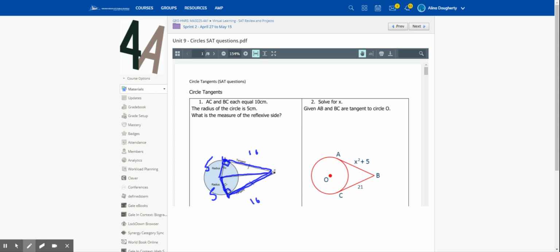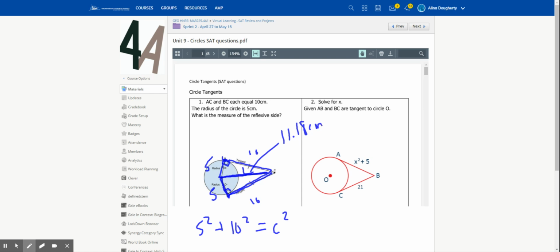So if we're looking for the reflexive side, we're looking for this x value. We can just do 5 squared plus 10 squared equals c squared, because that is the hypotenuse, right? So 5 squared plus 10 squared is going to be 125. Square root of 125 is going to be 11.18. So this hypotenuse here is 11.18 centimeters. All right.